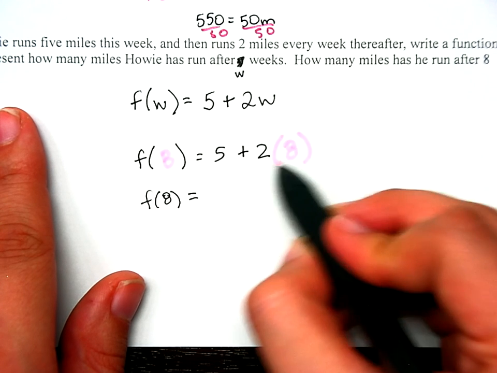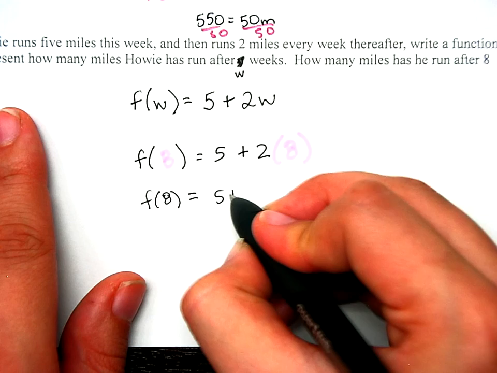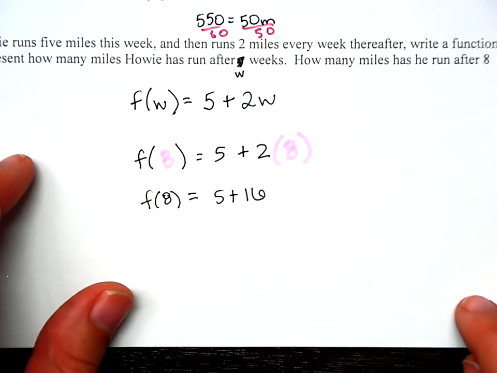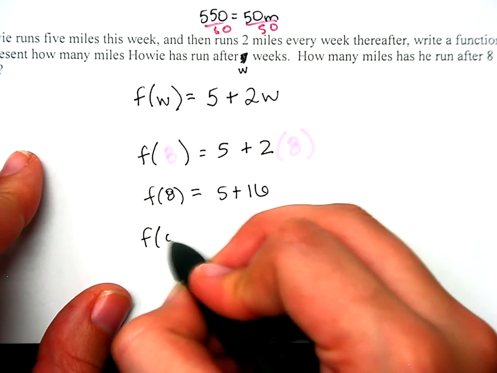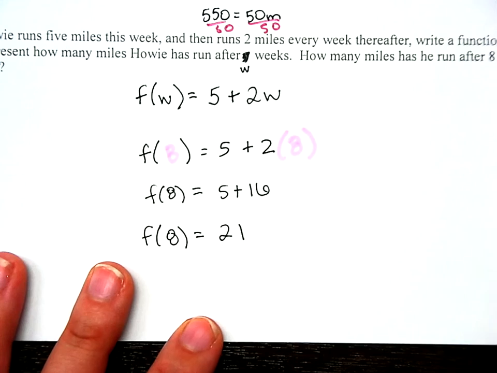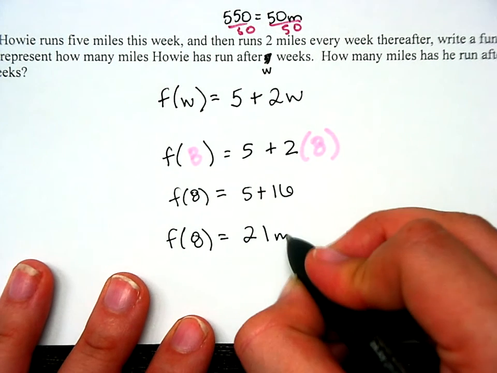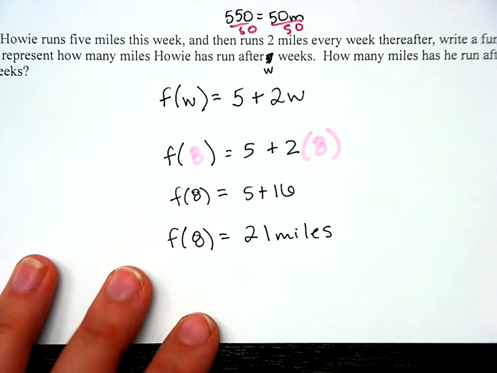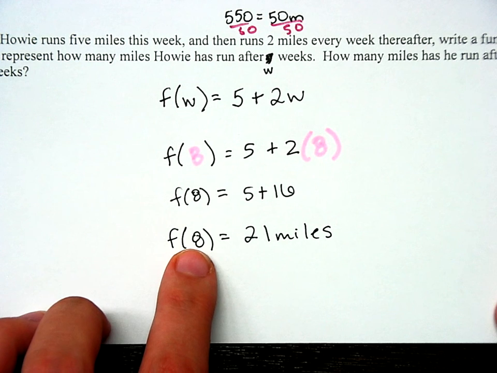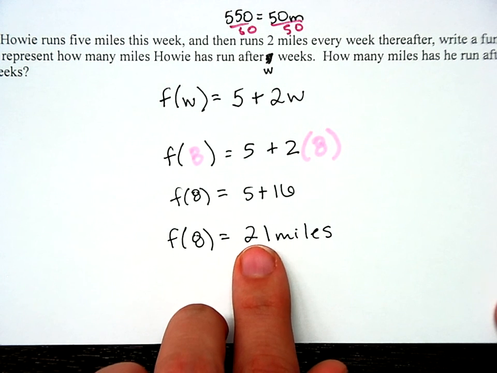So remember, you need to do multiplication first, 2 times 8, so that's 5 plus 16, and then we're going to add those. F of 8 equals, and 5 plus 16 is going to give me 21. And we were talking about miles. Okay, so after 8 weeks, Howie runs 21 miles.